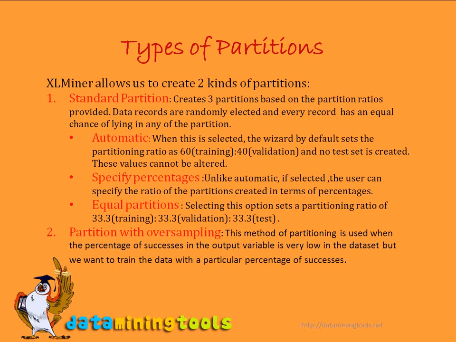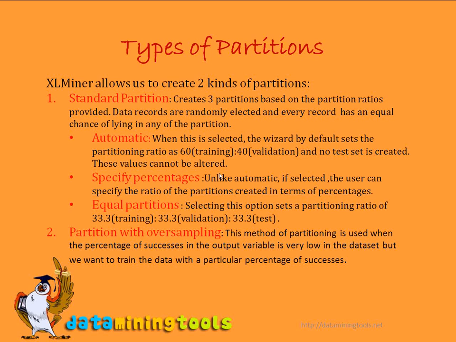The standard partition creates three partitions based on the partition ratios provided. Data records are randomly selected and every record has an equal chance of lying in any of the partitions. There are three methods of partitioning. With automatic, when this is selected, the wizard by default sets the partitioning ratio as 60% training data and 40% validation data, and no test dataset is created. These values cannot be altered.